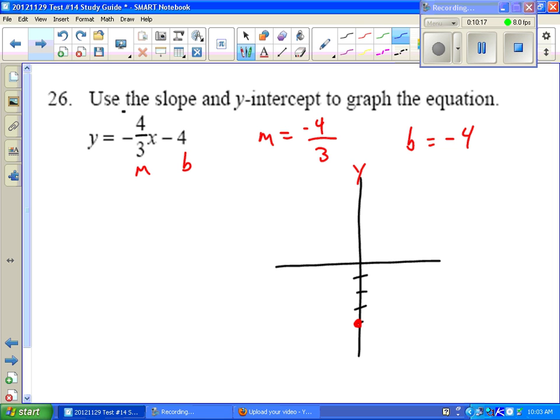Our slope tells us where to go. It tells us where to move. It tells us to go down 4 times and to the right 3 times. So from where we have, we're going to extend our graph a little bit. We go down 1, 2, 3, 4 times, and to the right 1, 2, 3 times. That's where your second point's going to go. Once you have both of your points, do the best job you can to draw a straight line through them, and that's your equation.